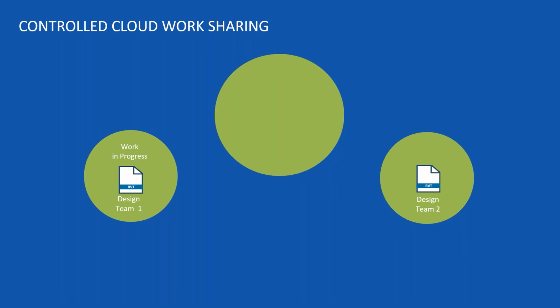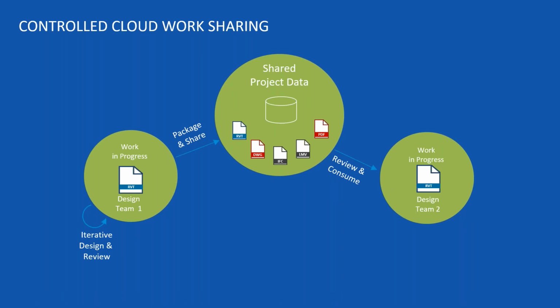As we can see here, the design teams can revise and redesign as work is in progress, and then when they are ready to share, they publish, and the data is then shared. Similarly, they decide when they want to review and consume data that has been published into the shared project data location.